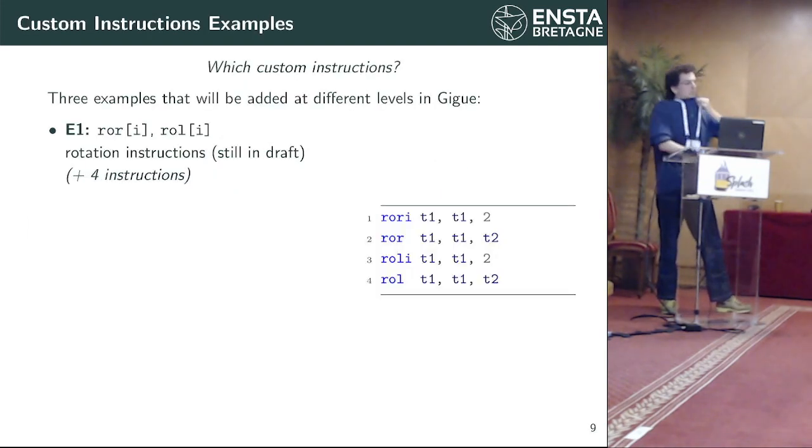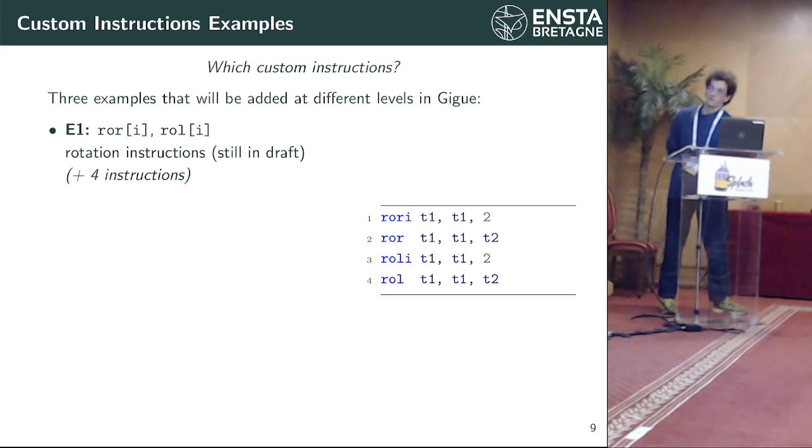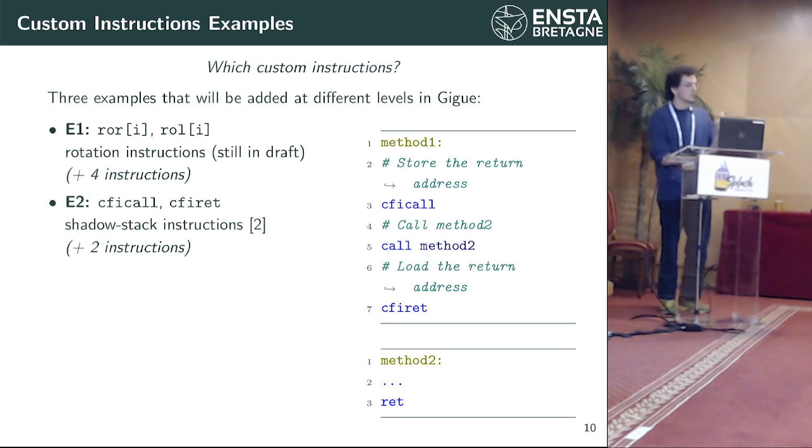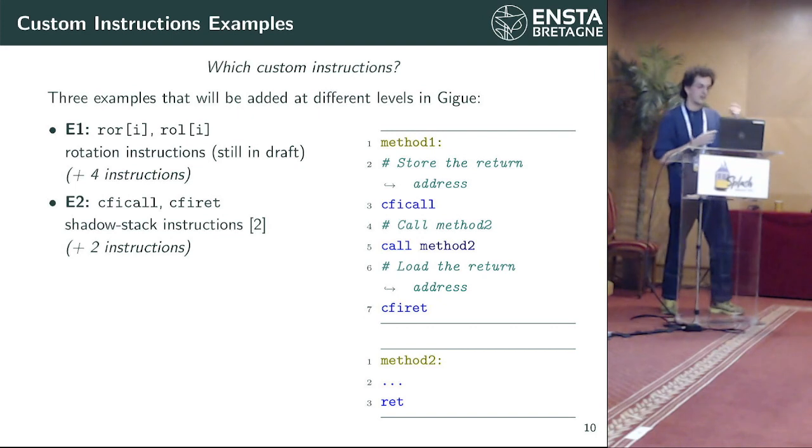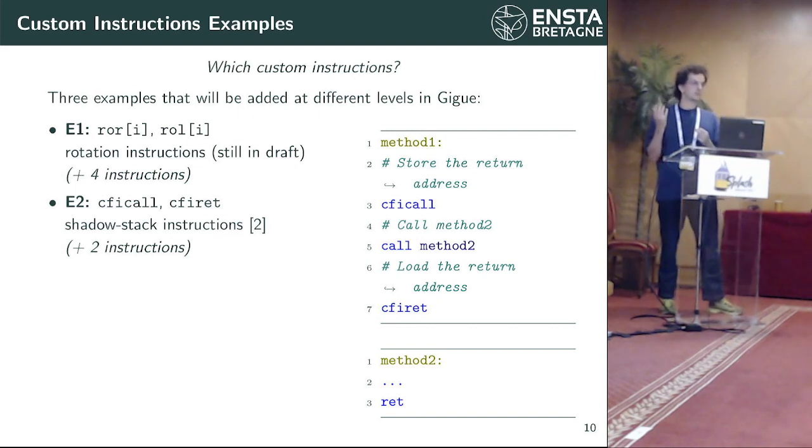So I talked about why we might need custom instructions, but which custom instructions will I be talking about? The first example, which I'll call E1, is simple rotation instructions that are not actually fixed in the RISC-V standards. They are very basic rotation instructions that you might expect. The second one is the use of a shadow stack. You can just put in two new instructions: CFI call, which you would put right before a call to store the return address in some part of your shadow stack, and CFI return, where you pop the return address and compare it to your actual return address to see if the control flow has been disrupted or not.